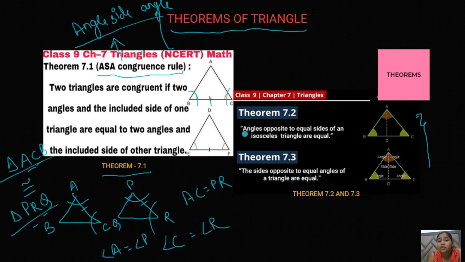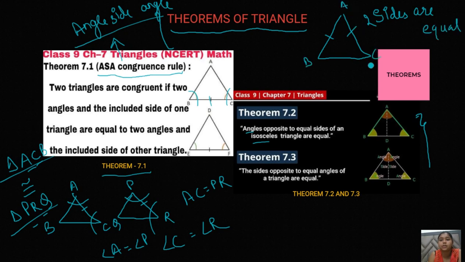This is what I am telling you about the isosceles triangle property. An isosceles triangle is one in which two sides of the triangle are equal. Let's suppose this is an isosceles triangle. Theorem 7.2 says that angles opposite to the equal sides of an isosceles triangle are equal. So this is the side. What is the angle opposite to this particular side? The angle opposite to this side is angle B, and the angle opposite to this other side is angle C.